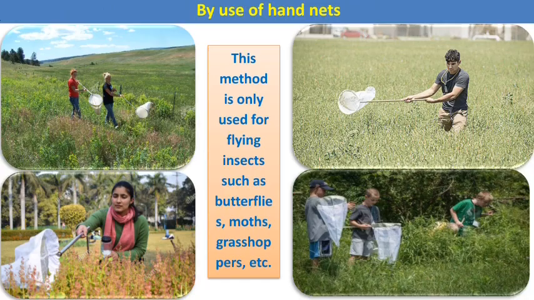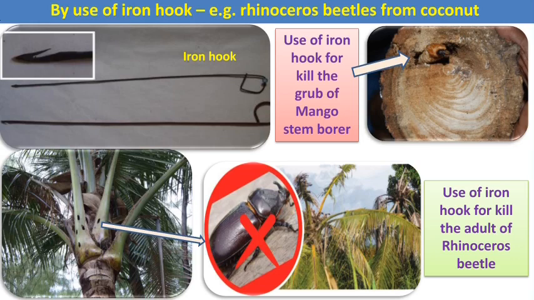We can destroy them in our own way. Then the next technique is with the help of a hand net or insect collection net. This hand net is mostly used to collect different flying insects like butterflies, moths, grasshoppers, beetles and so on. With the help of this net we can collect all these insects and kill them in our own way. The next one is with the help of an iron hook. This iron hook technique is used especially against the rhinoceros beetle and mango stem borer. The iron hook is used to kill the grubs of mango stem borer, especially in mango plantations, and for the rhinoceros beetle, we can also use this iron hook.